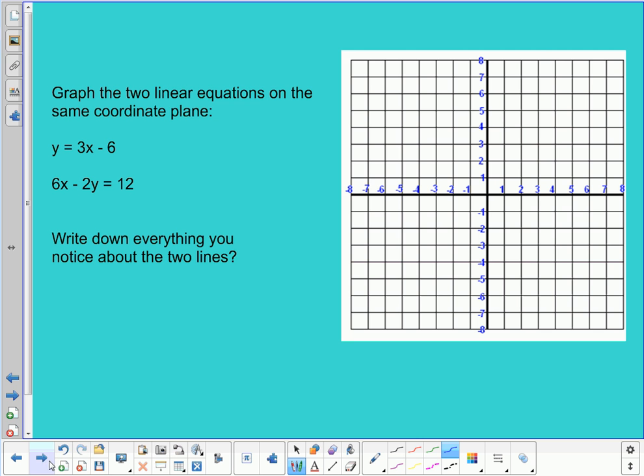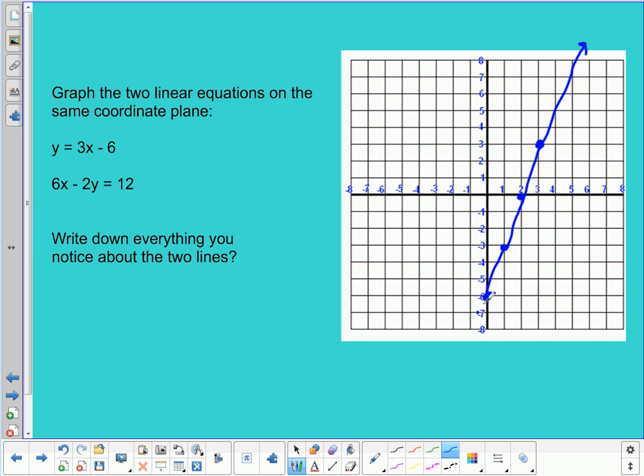Here's another system that we can just practice graphing on the same coordinate plane. The top line, y equals 3x minus 6. I'd start down here at -6 for my y-intercept, and I'd go up 3 over 1, up 3 over 1, up 3 over 1, and make my line from there.